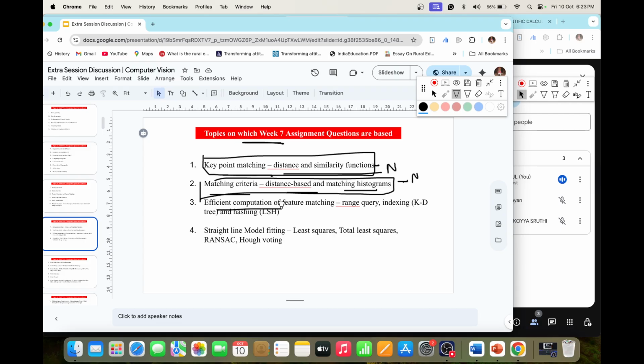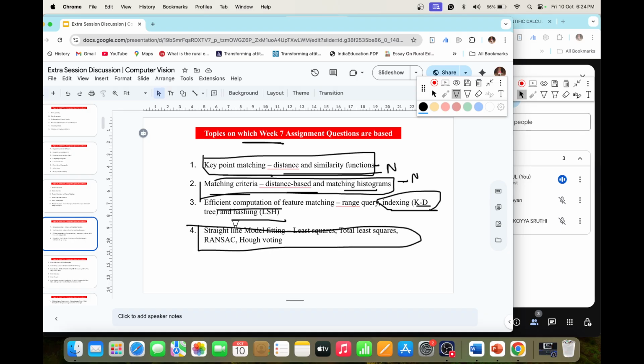And then efficient computation of feature matching: range query indexing, and KD tree indexing, that is KD, and the hashing, that is known as locality sensitive hashing, or LSH. So again the concept that you can see. These are I think more related to the conceptual. You can get how to form a tree in the KD tree, and also you can see some questions related to LSH, but these are more conceptual.